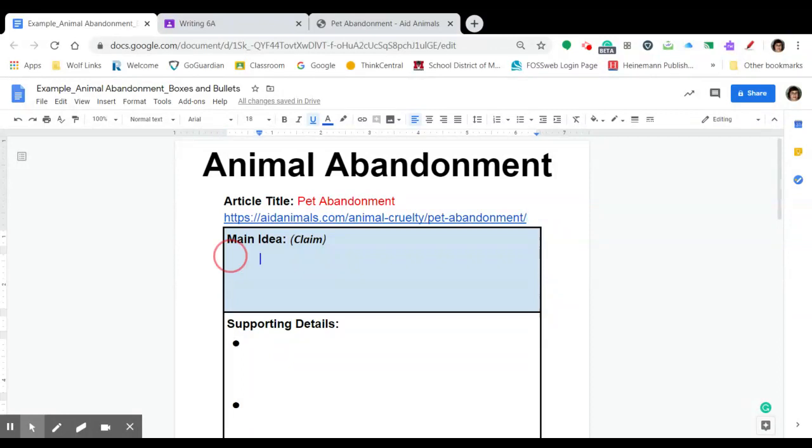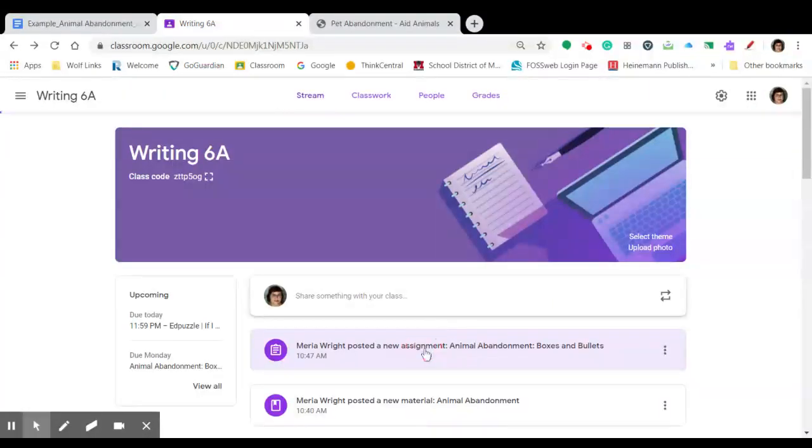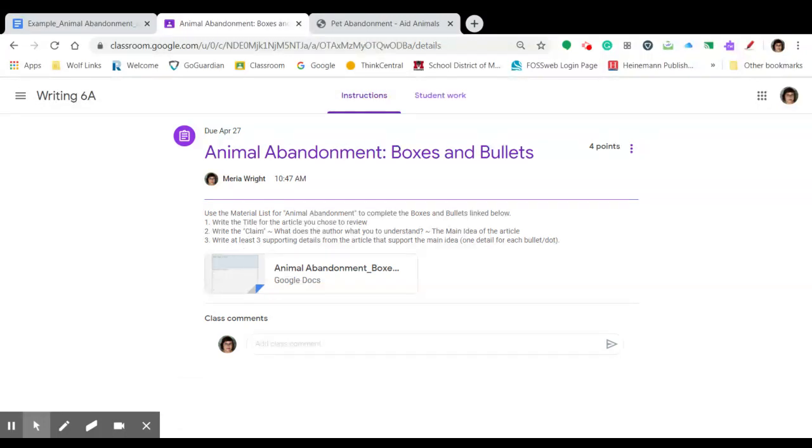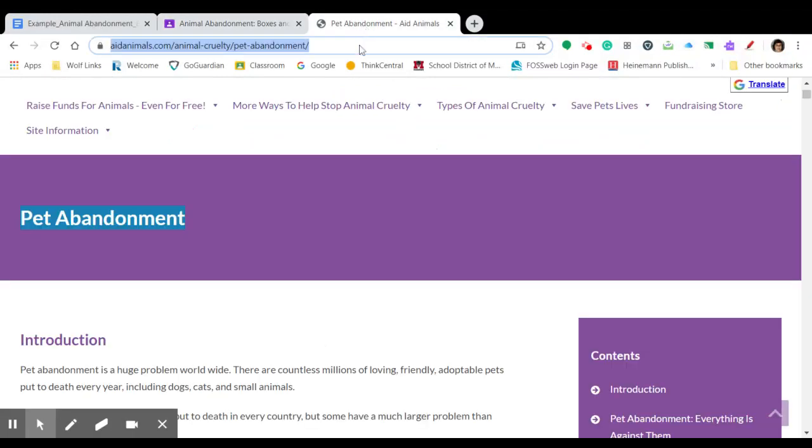So the next thing is, it says main idea or claim. Now, if you go to the boxes and bullets, in the instructions, it tells you, write the title for the article you choose to review. We did that. Write the claim. The claim is, what does the author want you to understand, or the main idea of the article.